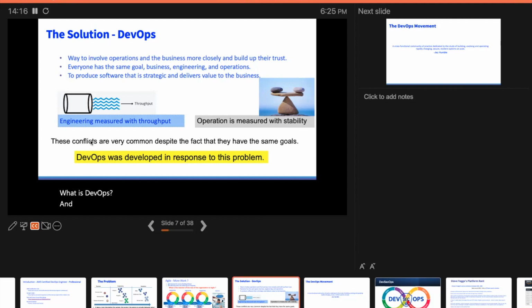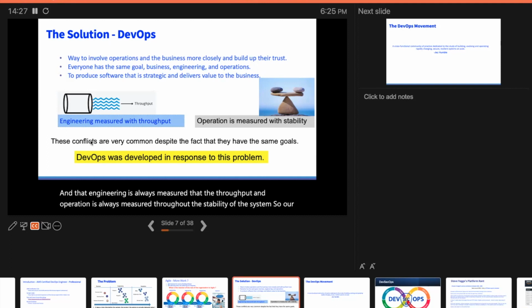And you know that engineering is always measured by throughput, and operation is always measured by the stability of the system. So DevOps brings throughput to engineering, and DevOps brings stability to operation. Because the more cycles and more features we release in one sprint, that is the throughput. Engineering is measured by how many releases they have per day, how many builds they have per day, those kinds of things. For operation, how stable the system is defines their success. And DevOps brings these two: throughput to engineering and stability to operation.